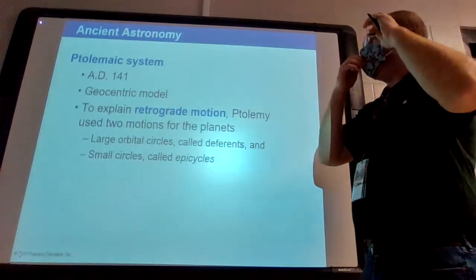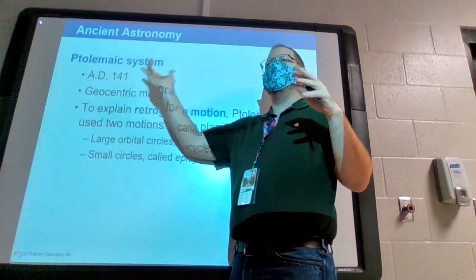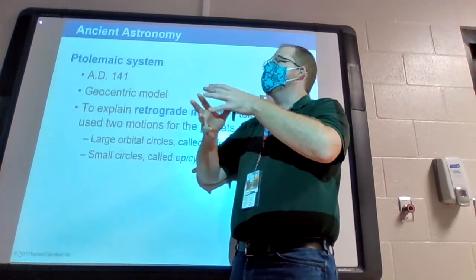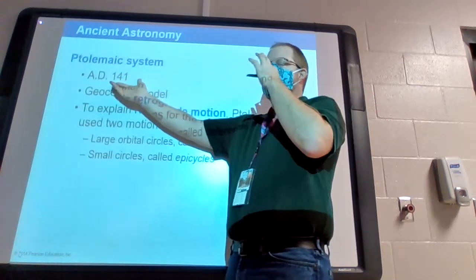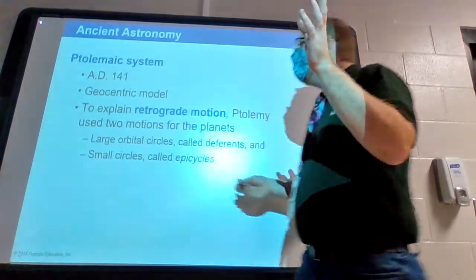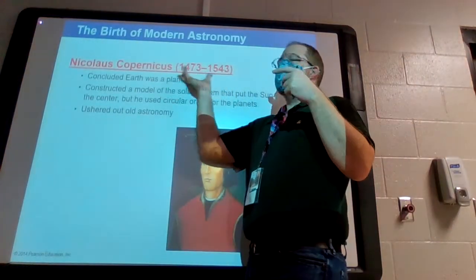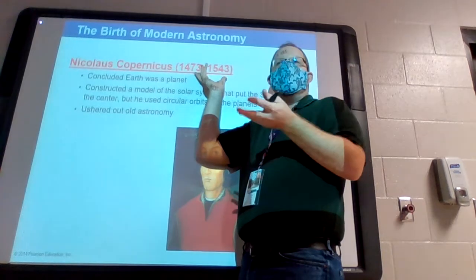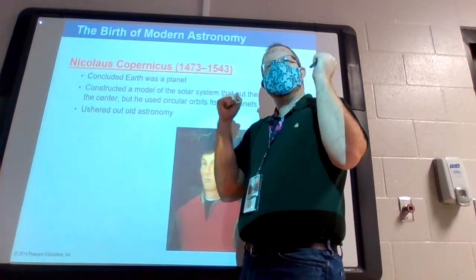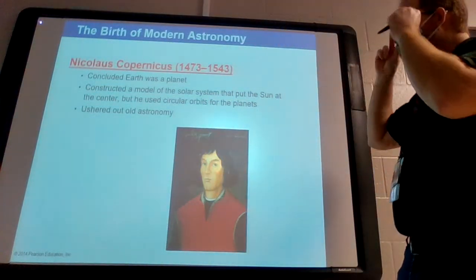One of the things I want to point out is just how long it took us to get away from the Earth-centered model of the solar system. Ptolemy brought this about in AD 141, very early. If we fast forward to Copernicus, it was almost 1,500 years later that Copernicus said, guys, I really think that the sun is in the center and the Earth is orbiting with the rest of the planets.